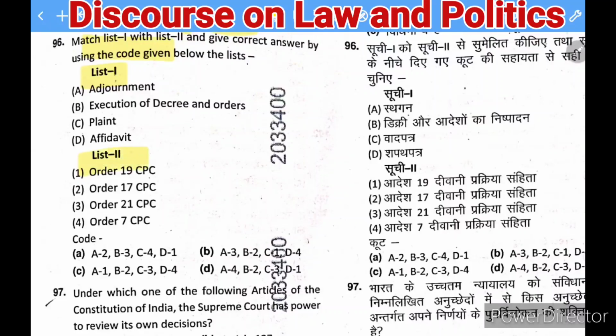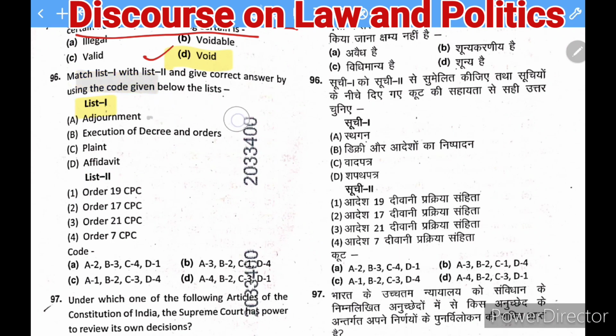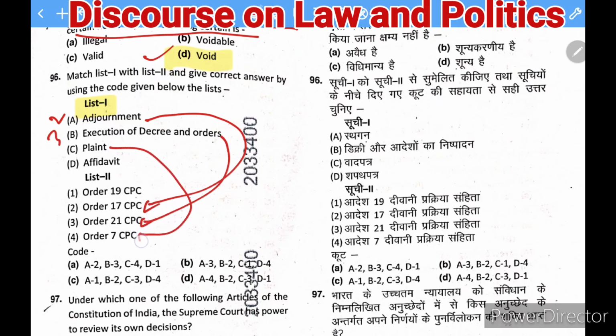You can see so many questions had been asked in this paper from matching the list. So again it is from the CPC. Okay, so let's start the matching here. Adjournment belongs to Order 17 of the CPC, so just write 2. Execution of decree and order belongs to Order 21 of the CPC, just write 3. Plaint belongs to Order 7 of the CPC, just write 4.